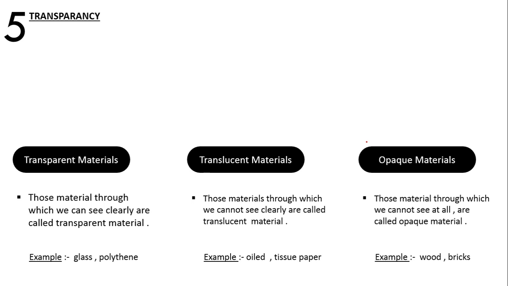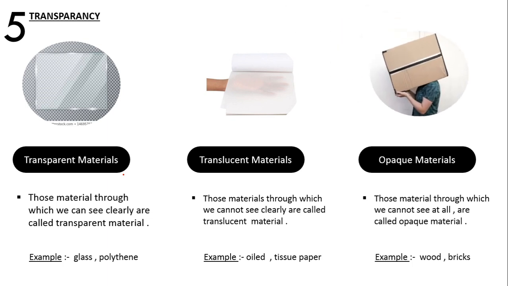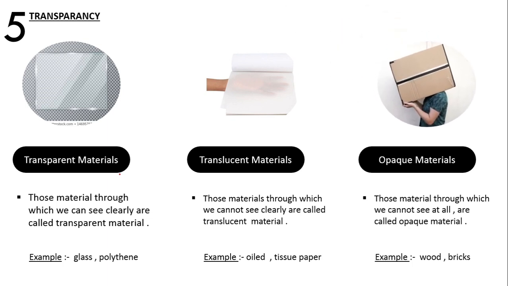Transparency. Materials are classified into three groups, which are transparent material, translucent material and opaque material. Those materials through which we can see clearly are called transparent material. Example: glass and polythene.